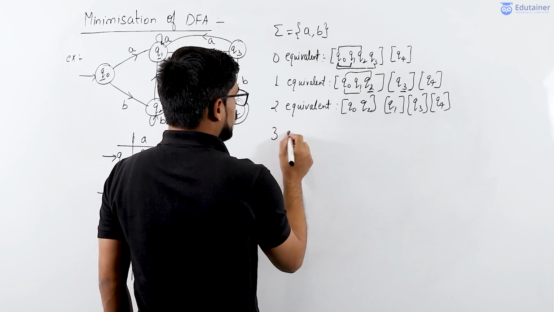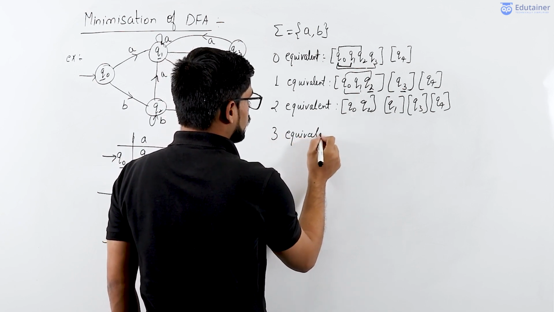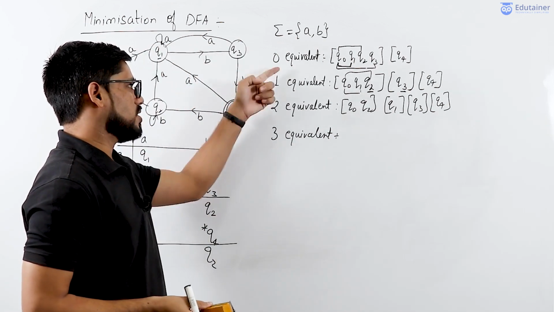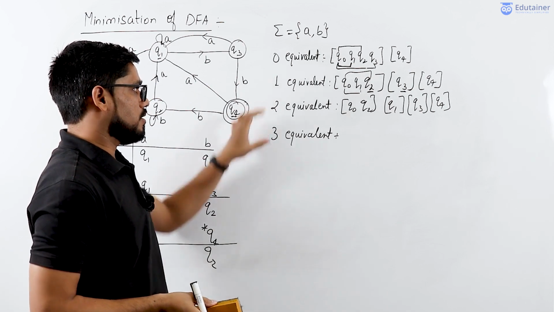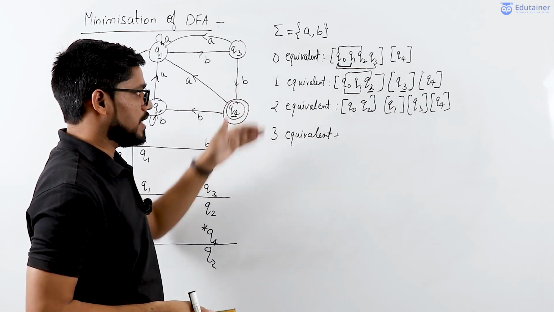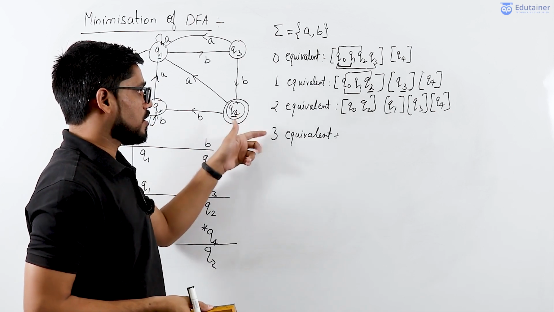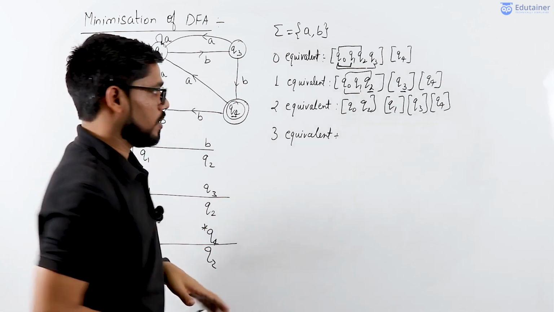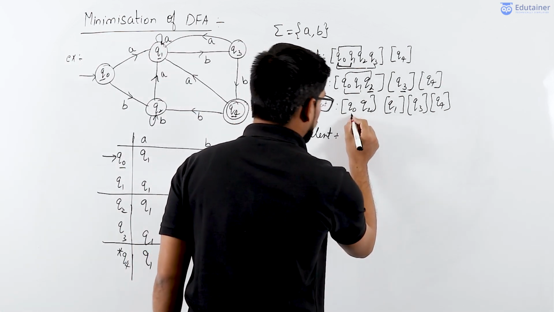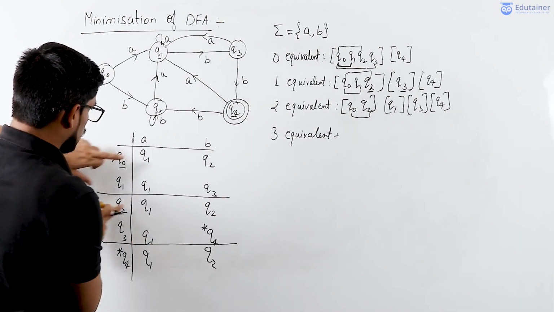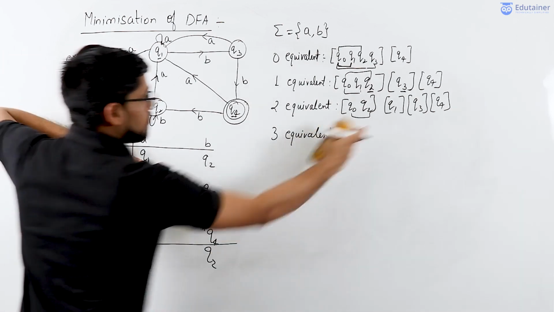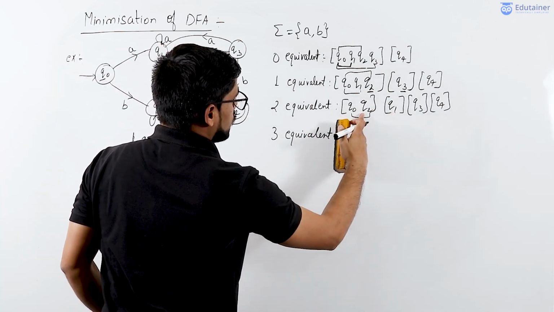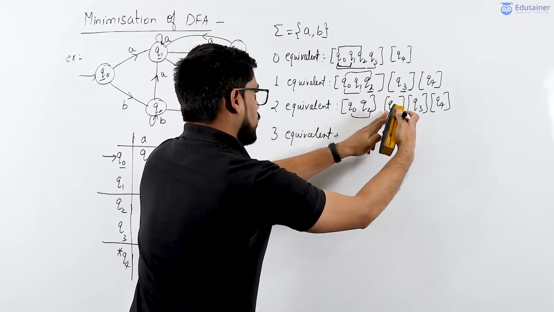Now construct the three equivalent set. This procedure is repeated until the two equivalent sets are different from each other. If I get the three equivalent equal to the two equivalent, then I will stop this procedure. So Q0, Q2. Compare this Q0 and Q2. On a small a, go to Q1, same state, and on a small b, go to Q2. It is also the same state. The box on a particular move is the same.